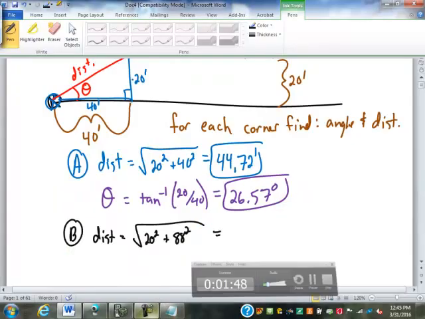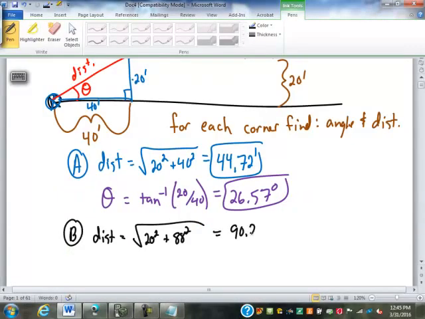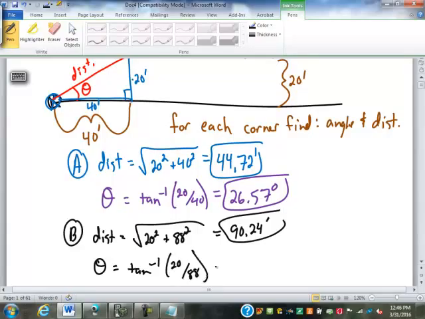90.24 feet. Perfect. The angle is going to be the inverse tangent of 20 over 88, which is going to give us an angle of what? 12.81 degrees. How many of you got those two answers for point B? Nobody? Okay. Anybody have any questions on where they came from?